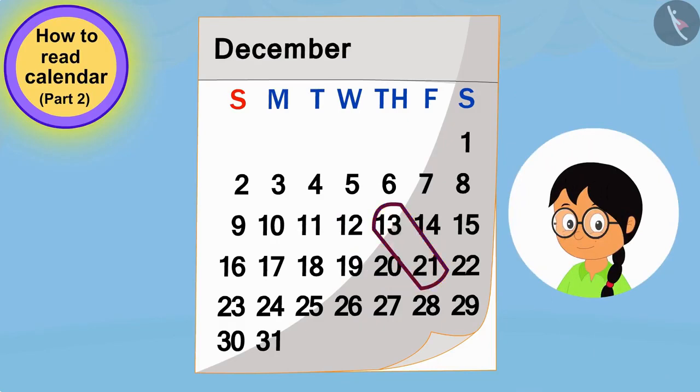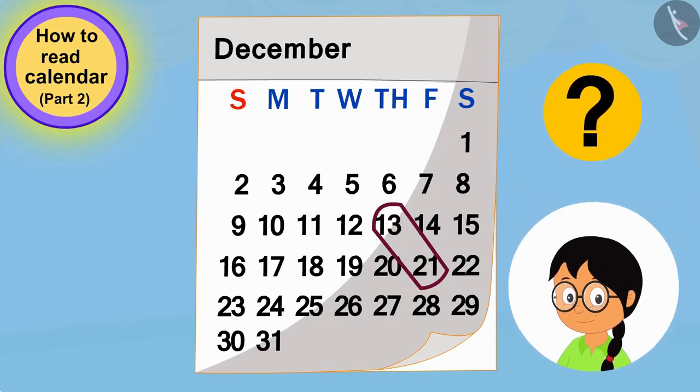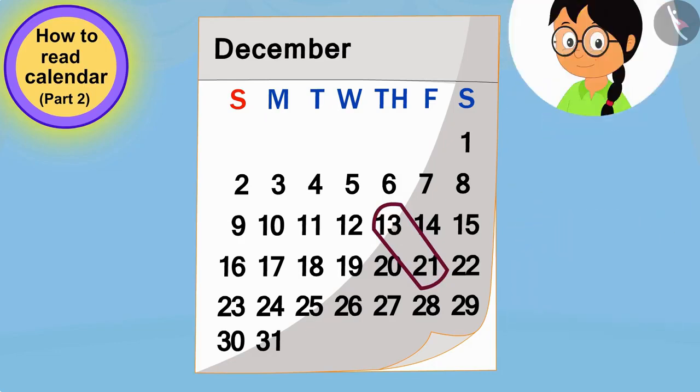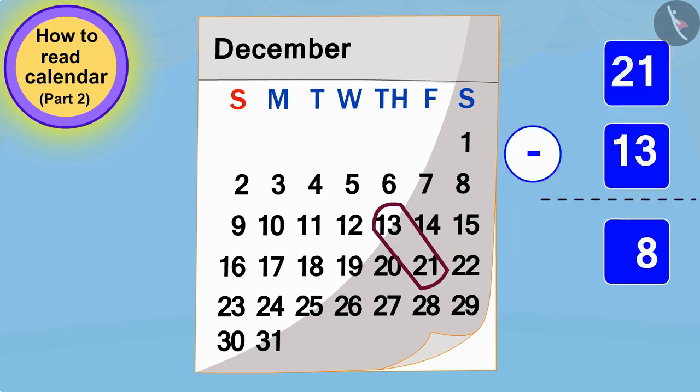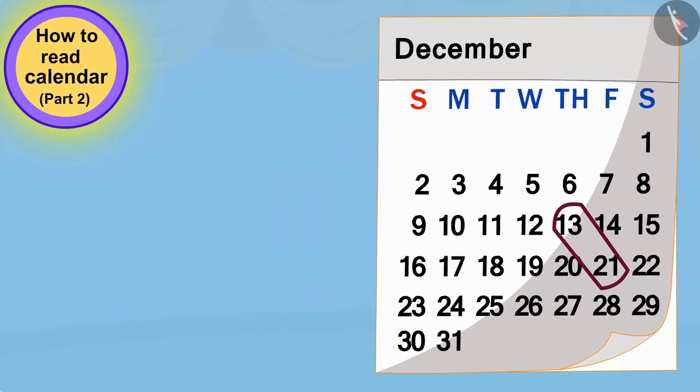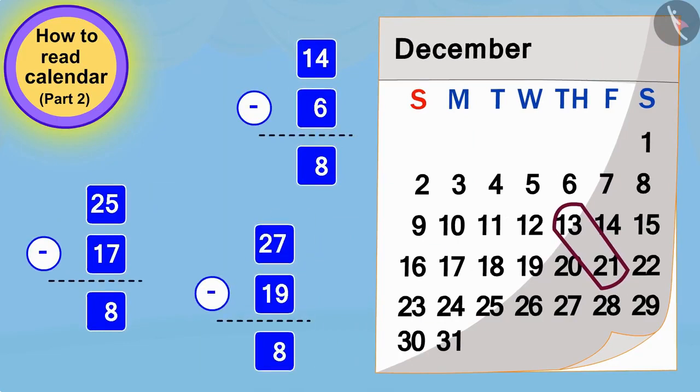Children, what will be the difference between 21 and 13? Yes, this difference will also be 8. Children, you will find that the difference between such diagonal pair of numbers in the calendar will always be 8.